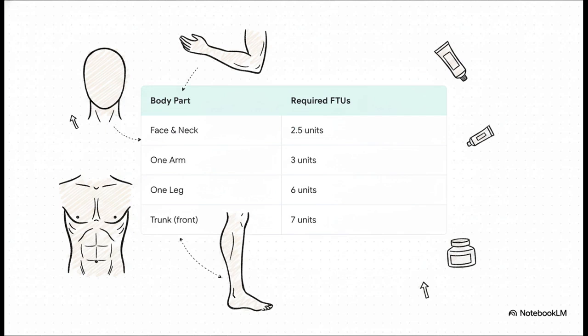So how does the FTU play out in practice? Well, to safely cover an adult face and neck, you need 2.5 fingertip units. One arm, that takes 3 units. A leg takes 6 units. The front of the trunk takes 7 units. It takes the guesswork entirely out of applying medication, giving patients a super clear, actionable guide for their at-home treatment.